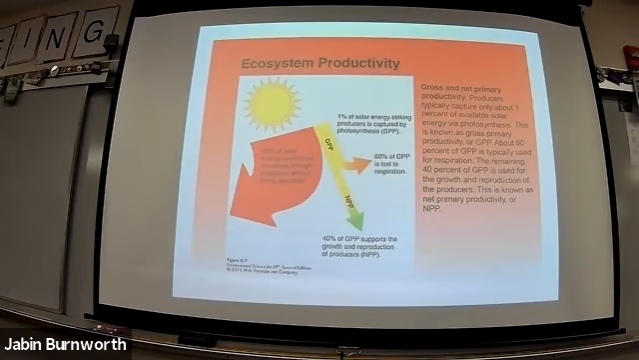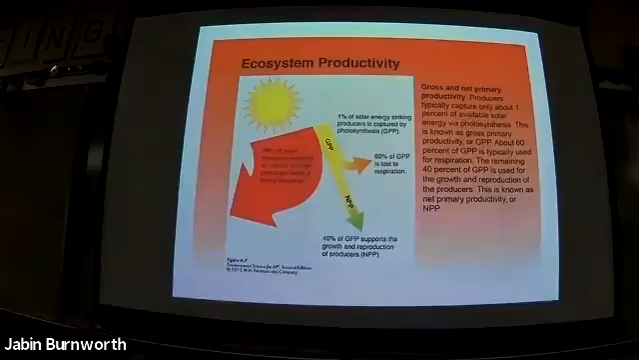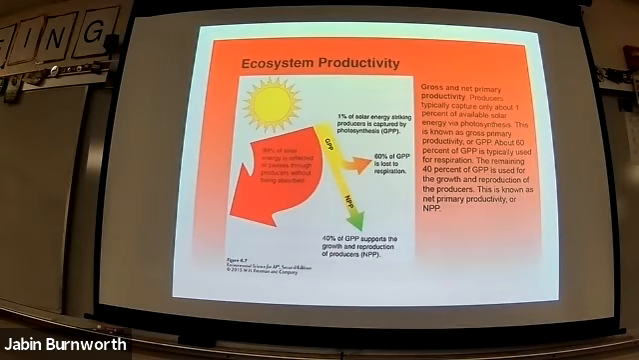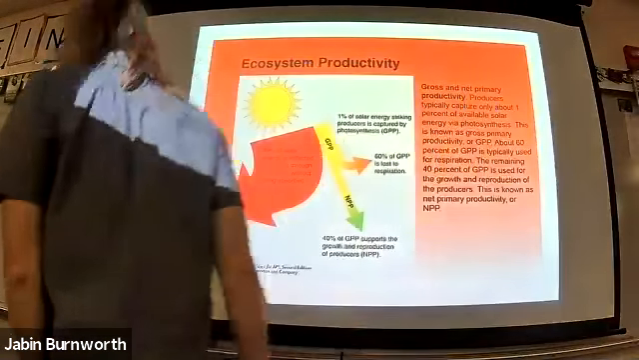All right, when we talk about GPP and NPP, we're talking about gross primary productivity and net primary productivity.